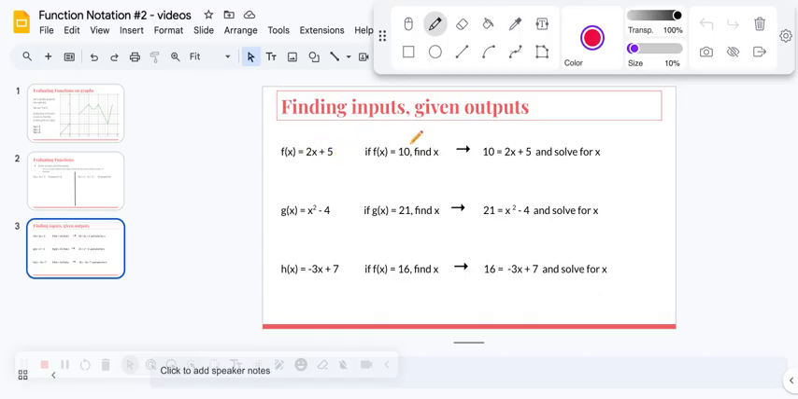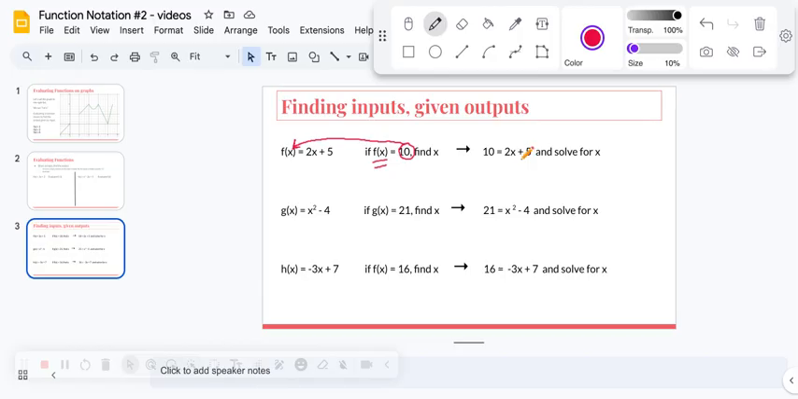So what we do is we take this 10 and we're going to plug it right into the f of x, because this is the output. It's telling us f of x equals 10. I'm going to plug it in. If you look right over here, I did this for you already. I made f of x equal 10, so 10 equals 2x plus 5.